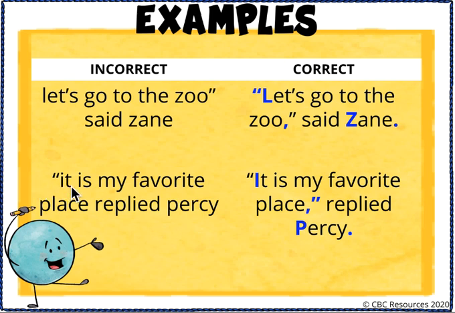Let's look at this one. "It is my favorite place," replied Percy. Okay, so Percy is saying, "It is my favorite place." Replied Percy is your tagline. All right, your dialogue tag. So let's fix this. They already have the quotation marks at the beginning, but look, that I is not capitalized. That's the beginning of your sentence. So I'm going to capitalize that over here in blue. "It is my favorite place," comma, quotation mark, replied Percy. Always capitalize their name and end it with a period.